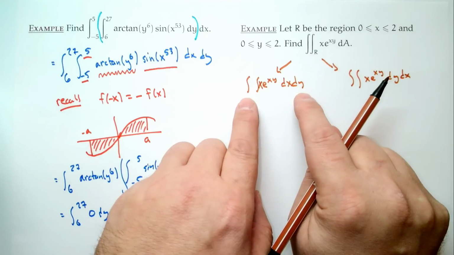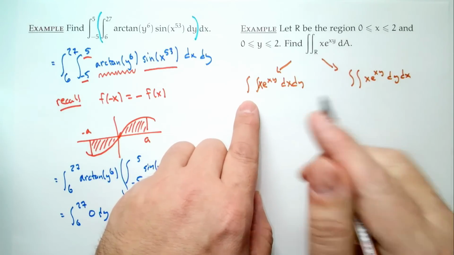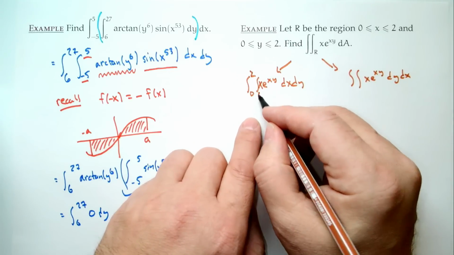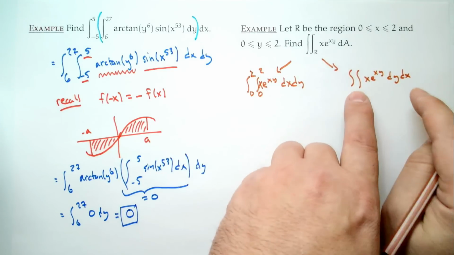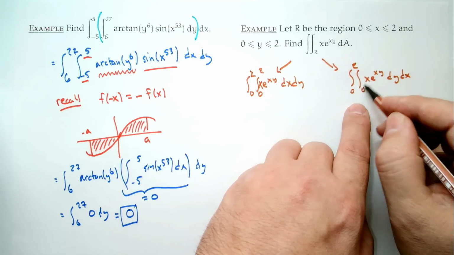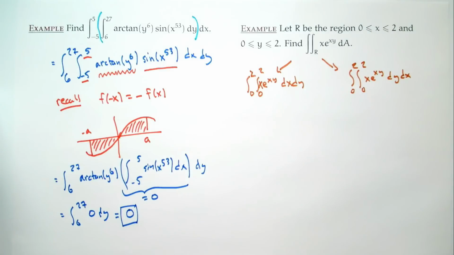Where does y go? Between 0 and 2. And where does x go? Between 0 and 2. So life is not so bad. Okay, that's our choice. It doesn't matter, we're going to get the same answer either way. So let's do the first one, integrating dx dy.